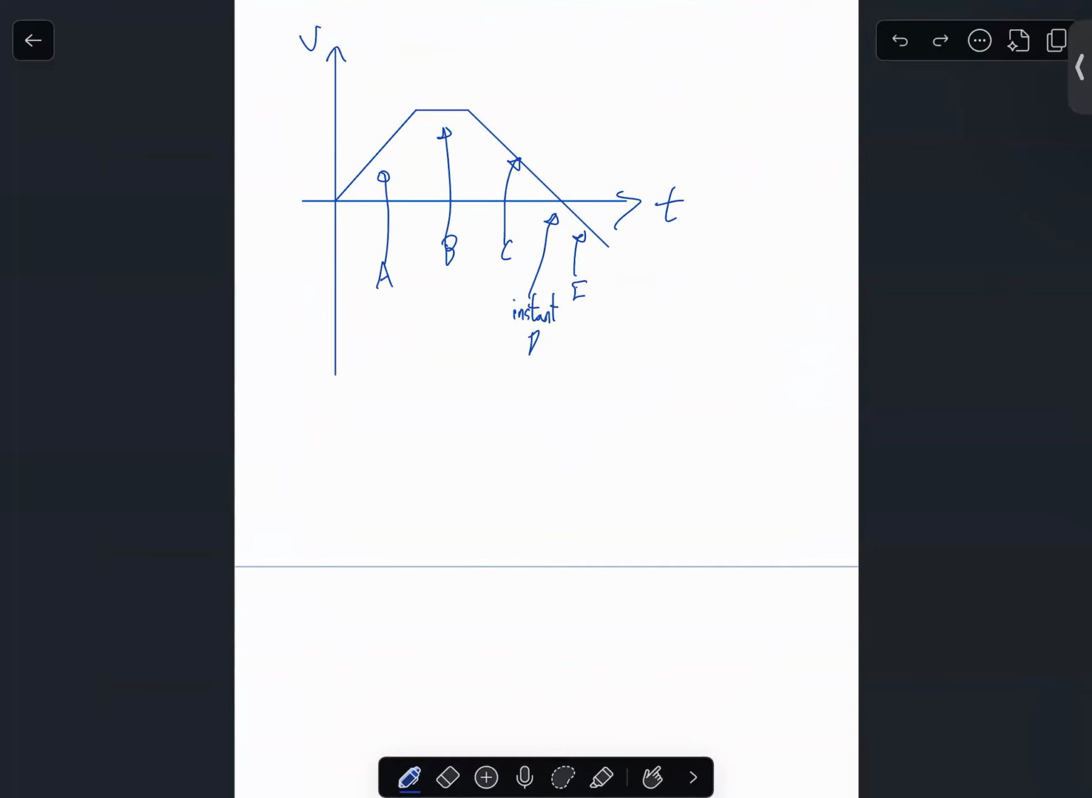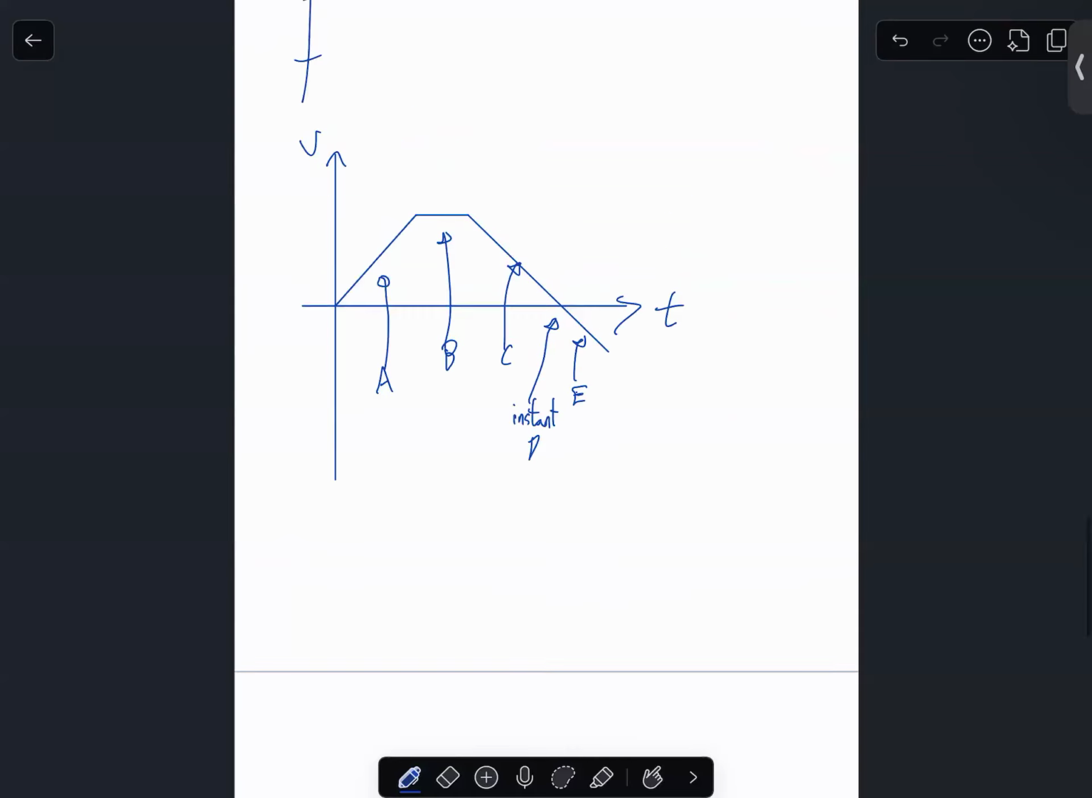Turn to your neighbor and discuss for a brief second what's going on physically. Practice describing moving forward, moving backwards, speeding up, slowing down, moving steadily, and so on.